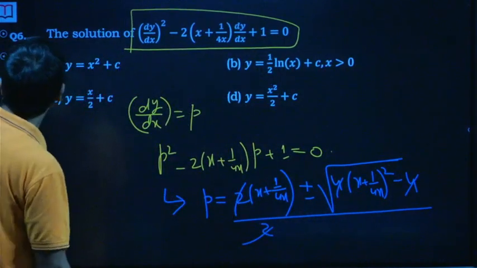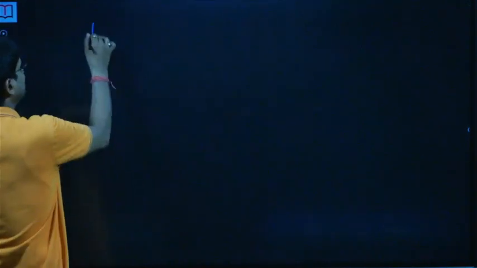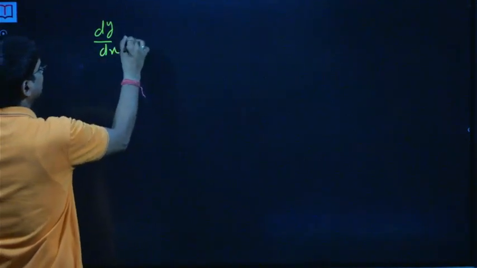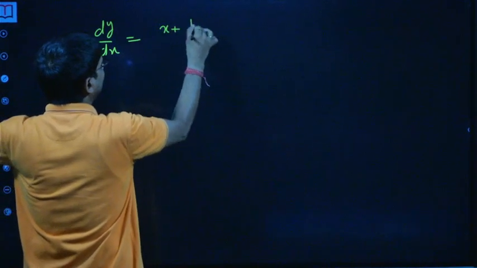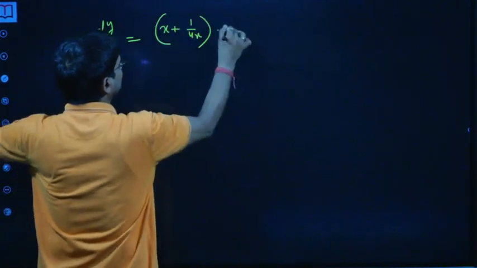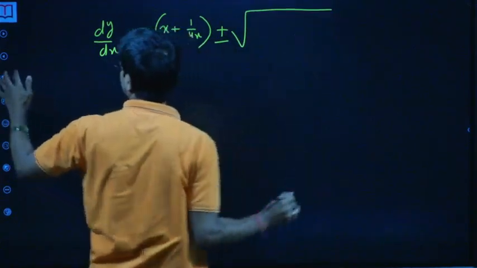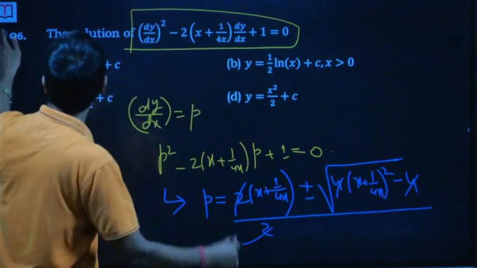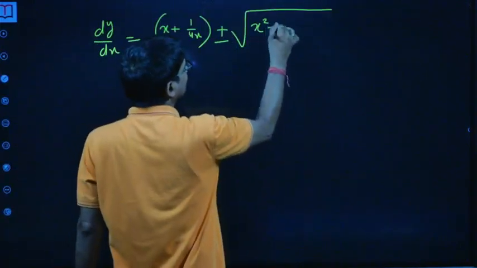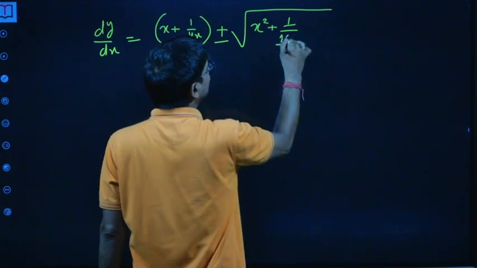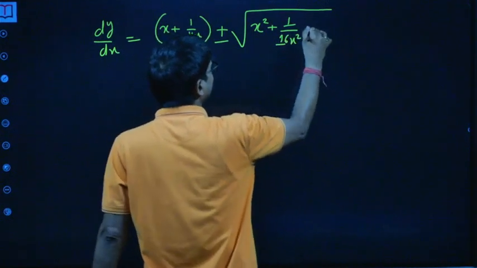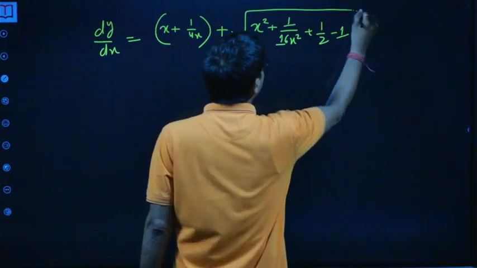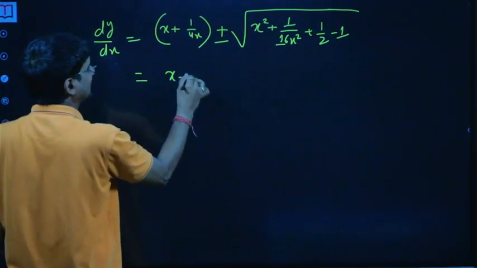So what does that give us? So that gives us p, which is nothing but dy by dx. So dy by dx is x plus 1 by 4x, okay, plus minus under root of. If I open this, of course this perfect square, what do we get? So we get it as x square plus 1 by 16x square plus half minus 1. Now see, that's again a perfect square.